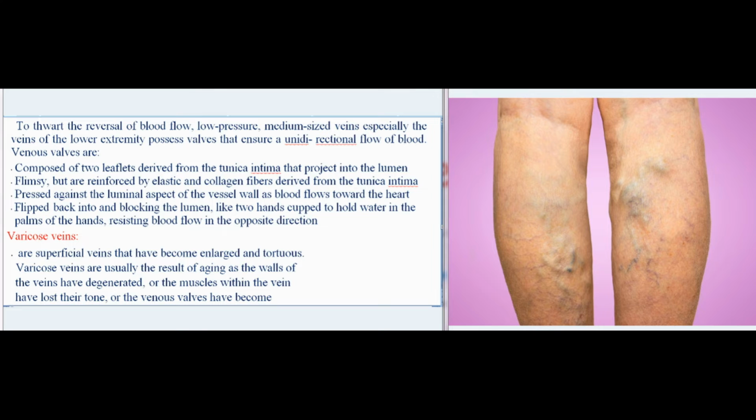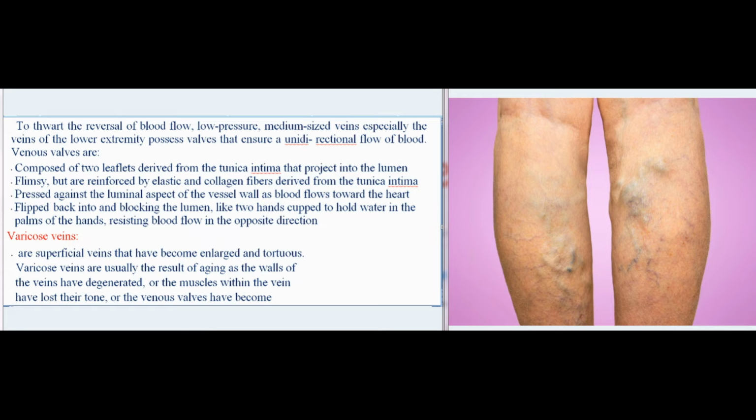Venous valves are composed of two leaflets derived from the tunica intima that project into the lumen. Flimsy, but reinforced by elastic and collagen fibers, they are pressed against the luminal aspect of the vessel wall as blood flows toward the heart. They flip back into and block the lumen, like two hands cupped to hold water in the palms of the hands, resisting blood flow in the opposite direction.